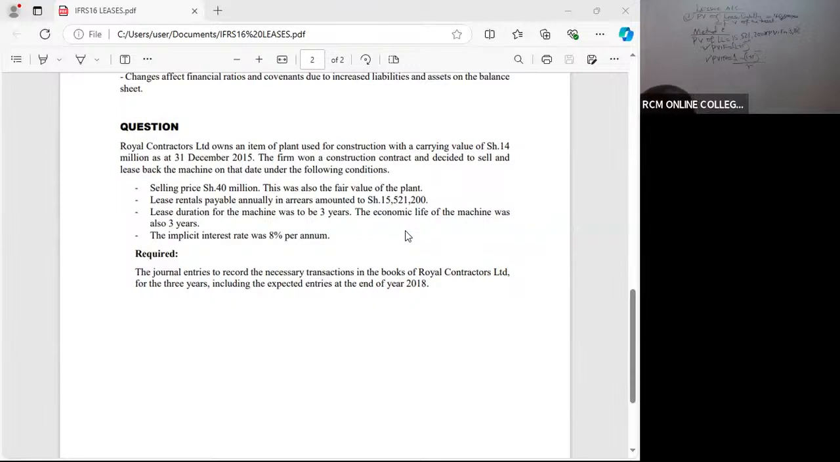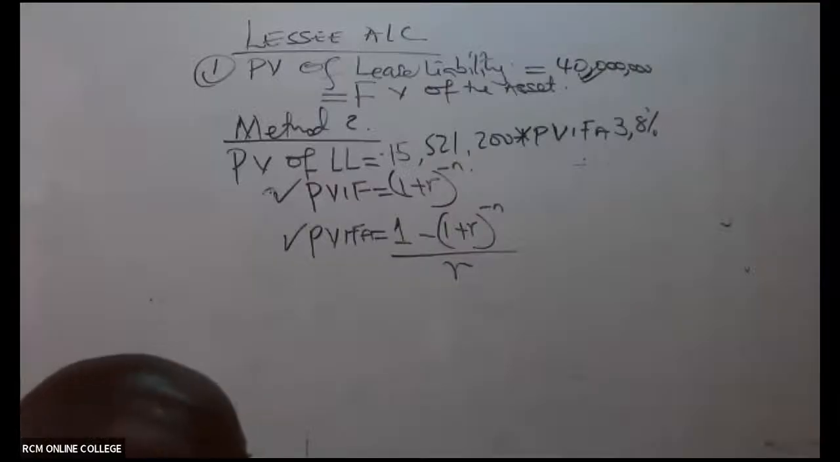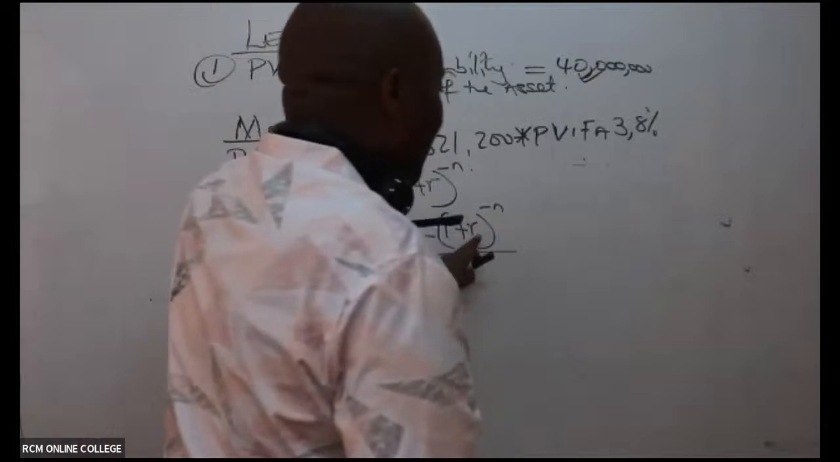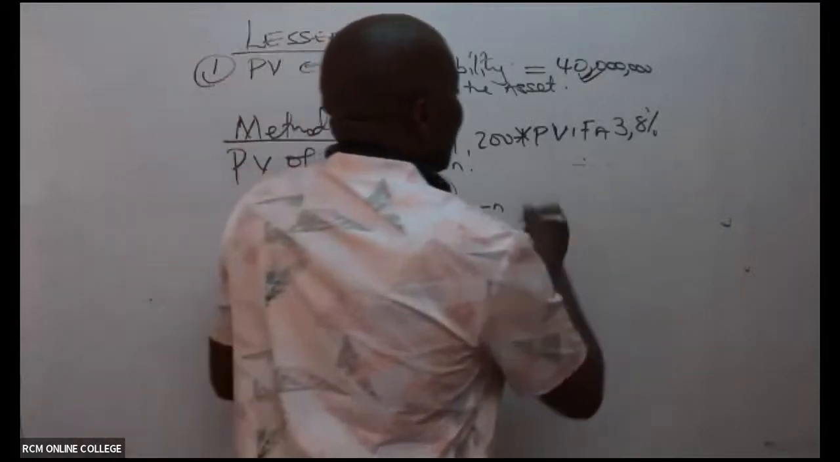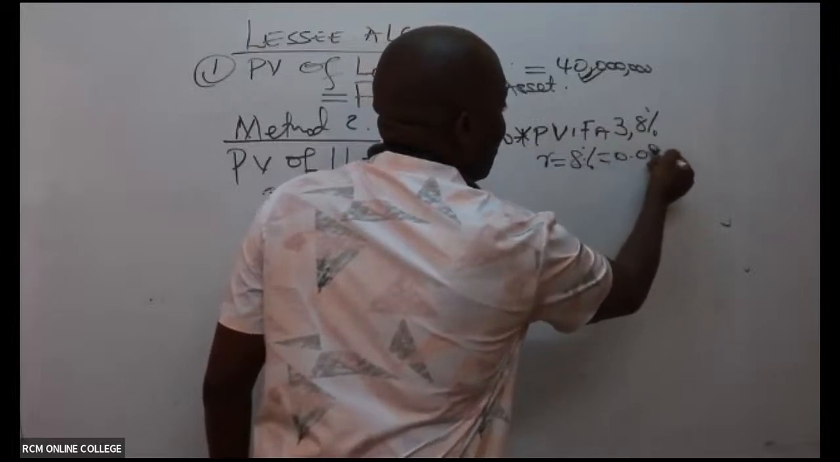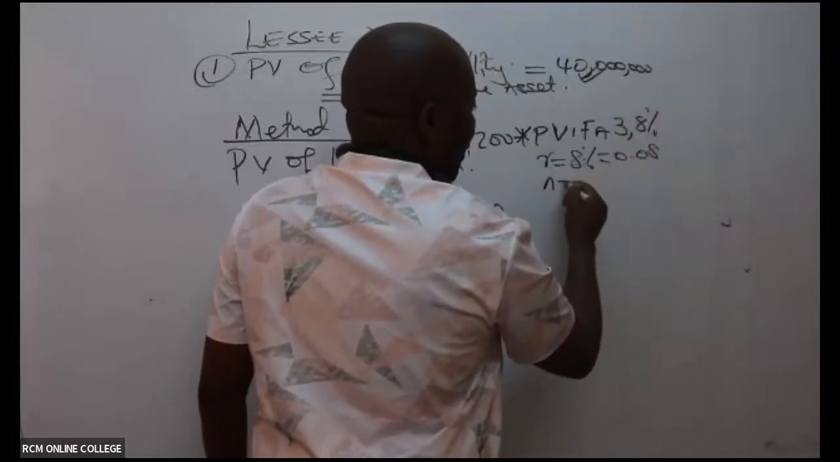This is our first question, remember. Everything is simplified. The most important thing is that we are going to have this for 3 years, and the implicit rate of interest is 8%. The rate of interest is our cost of capital, our required return. So R is 8%, which is the same as 0.08, and N is 3.